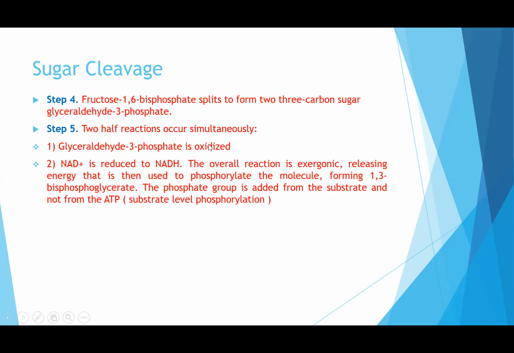Oxidized means we removed hydrogen. This hydrogen has been added to NAD plus and converted into NADH. The overall reaction is exothermic, releasing energy, and that energy is used to attach phosphate to phosphoglycerate. That means 1,3-bisphosphoglycerate. So two phosphate groups have been added to a sugar molecule, and now it's in the form of 1,3-bisphosphoglycerate. Clear? Yes, sir. Clear. Thank you.